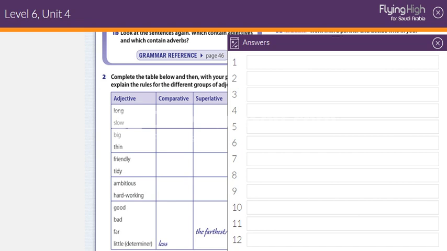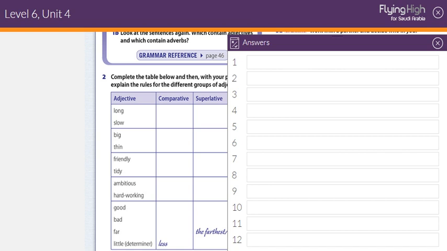Okay, we know that the adjective contains long adjective and short adjective. The short adjective: we add to the short adjective when we use comparative. We add er, then we add than. But in the superlative, we add est. We use the short adjective and use est.